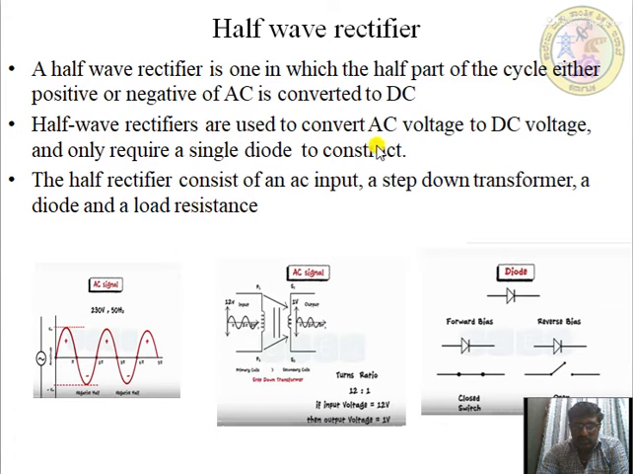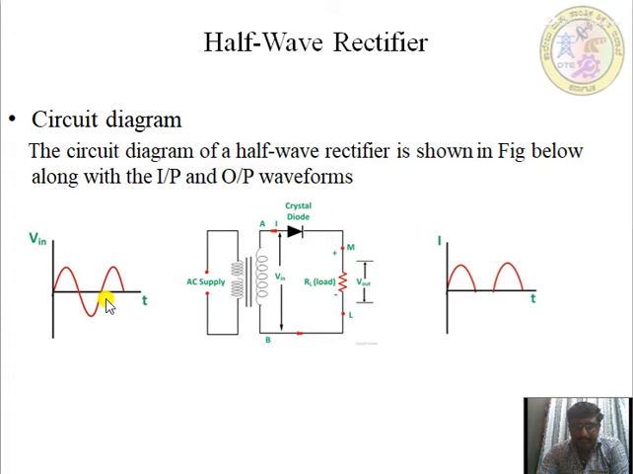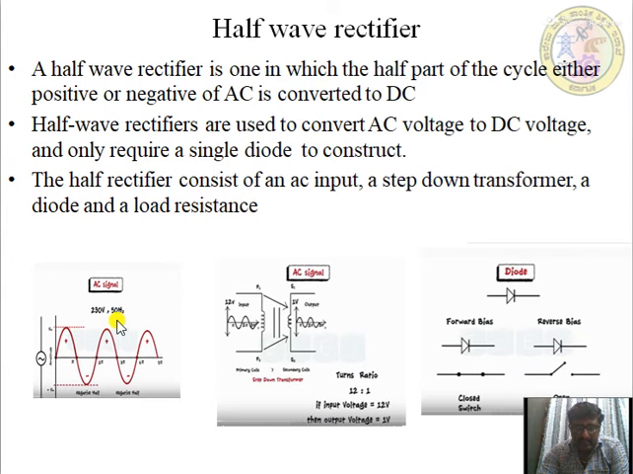Next, a half wave rectifier is used to convert AC voltage to DC voltage and only requires a single diode to construct. The half wave rectifier consists of an AC input, a step down transformer, a diode and a load resistance: a transformer, one diode and one load resistor. This is a normal AC signal whose magnitude varies with time. This is the AC signal when it is connected through the load resistor.